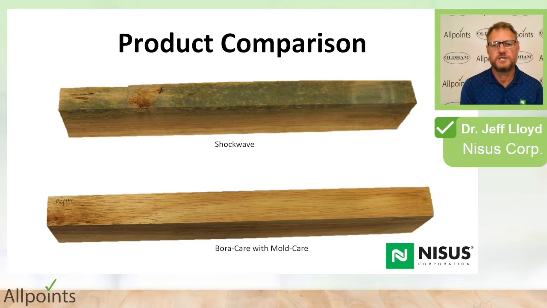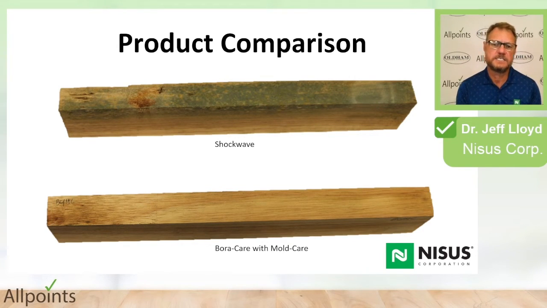We can see here a similar situation. Here we've treated an entire piece of wood with one product, in this case Shockwave is the brand name, and the other piece of wood, hardwood again, we've treated with Boracare with Mold Care. Then the same incubation, typically 80 to 90% relative humidity at about 75 degrees Fahrenheit, and we incubate that for a month and then look at the severity of the fungal growth on the surfaces. And we can see the Boracare with Mold Care is very effective at preventing that growth during that time period, and the other material is not effective. You wouldn't want to use that in such a situation.